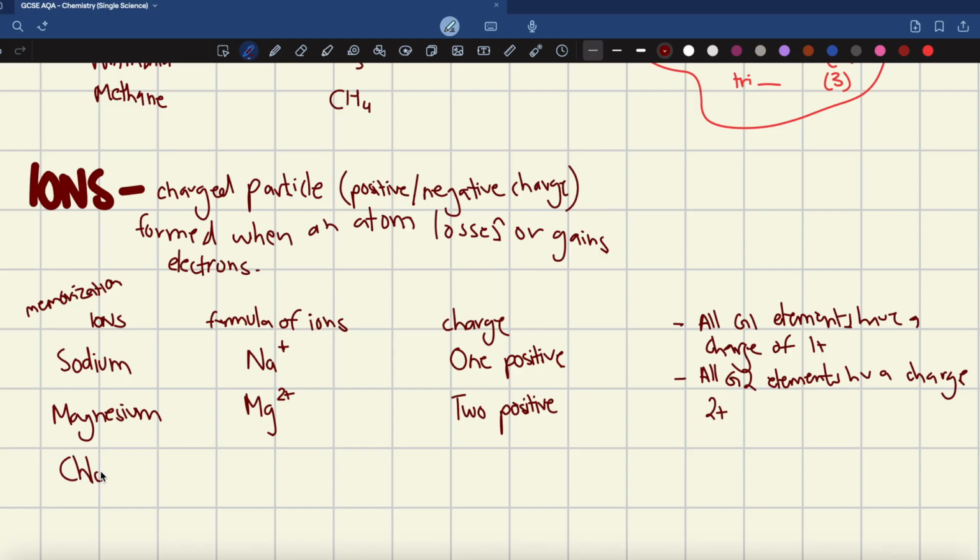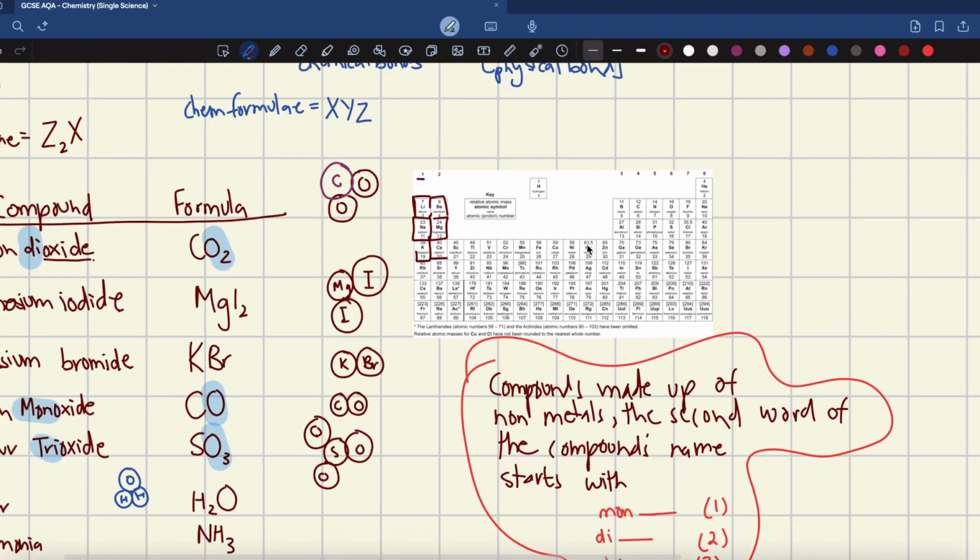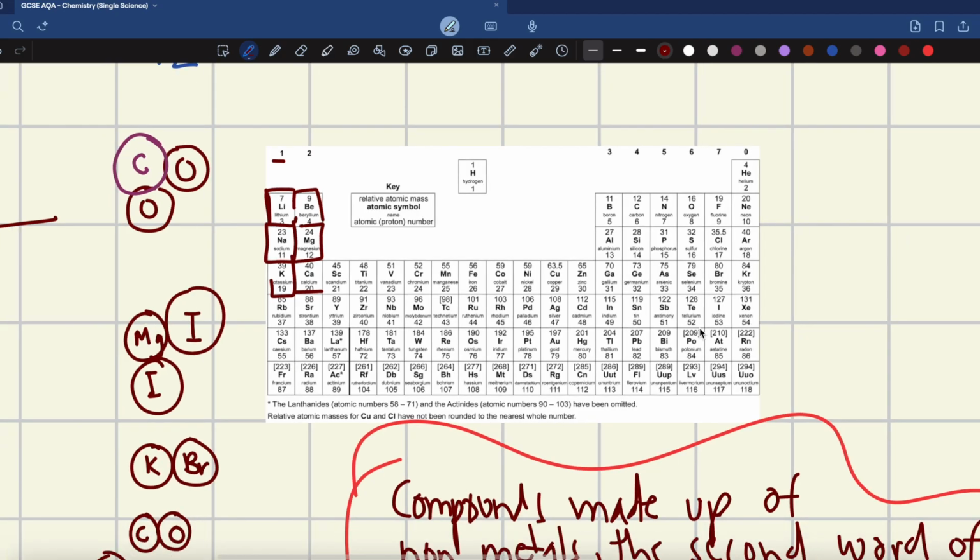That is chlorine. But chlorine is not the ion form of it. Chlorine is the element, and the ion that chlorine forms is chloride. What is the chemical symbol for chlorine? This is Cl. What do you think would be the charge of chlorine? Any idea? Some of you might be thinking that it is positive 7. Nope, it is not positive 7.